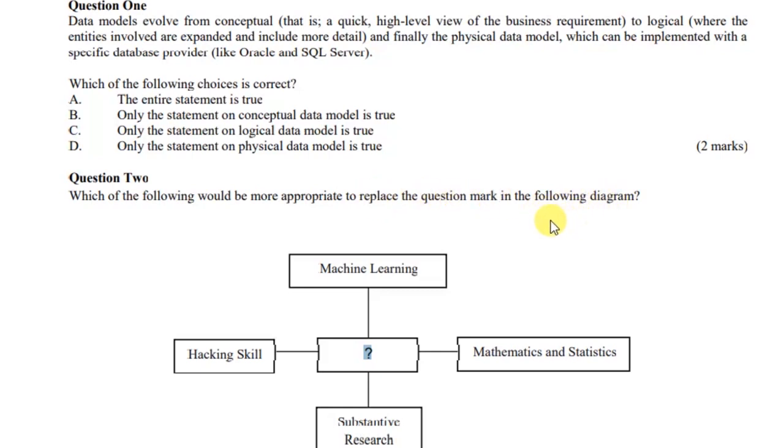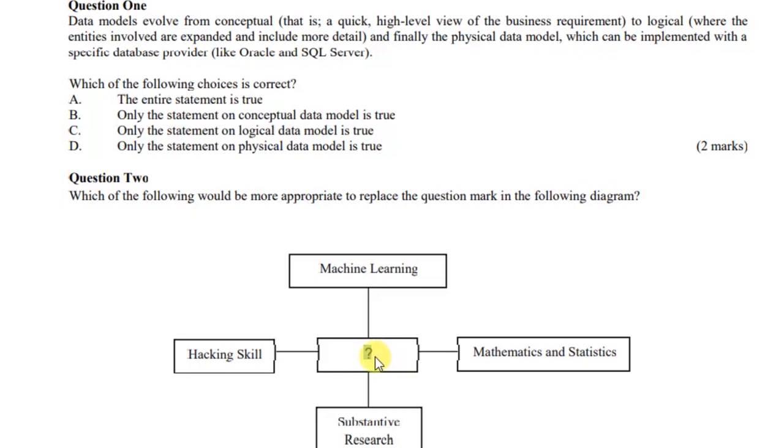Now, candidates, when answering multiple choice questions, it's advisable to try and figure out the answer before looking at the multiple choices. That's why I've hidden the multiple choices here so that we can together find out what could be the answer to this question.